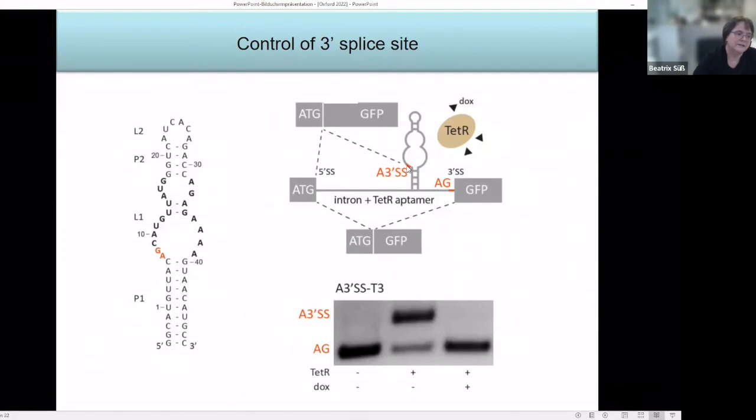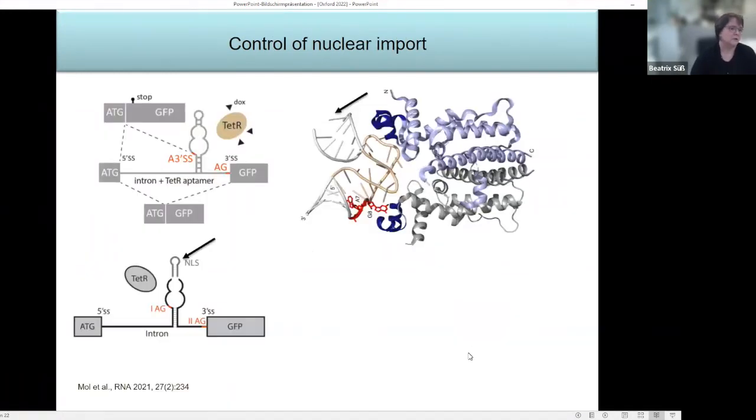This splice site here is only used if TET-R is present. And if no TET-R is present, the canonical one is used. If we add TET, then this one is used. If we add doxycycline and displace TET-R, again, this one is used. Yeah, we can nicely shift between here and here and here, but in exactly the opposite direction. So actually, we have no clue why it is in this case.